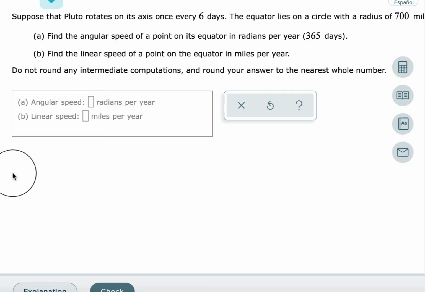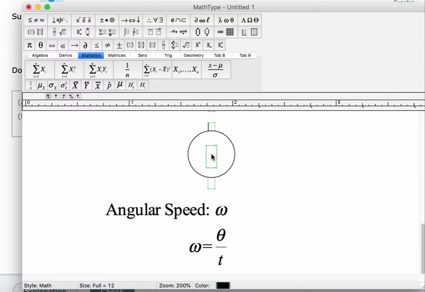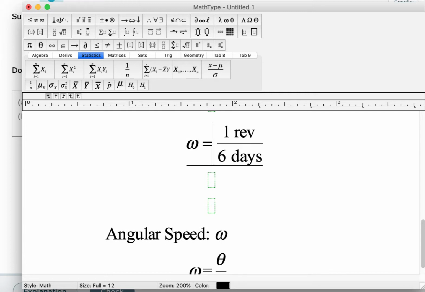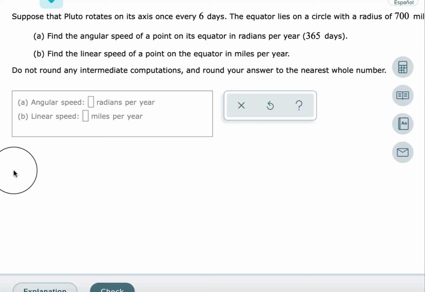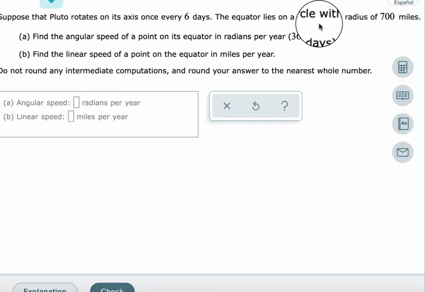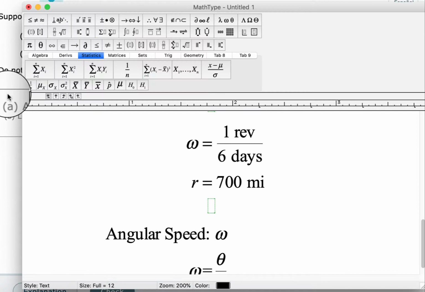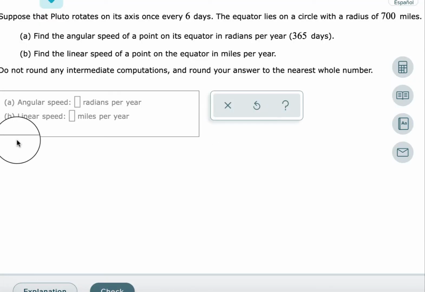So rotates one revolution or once every 6 days. So that's one revolution every 6 days. That's one piece of information that we're given in the problem. But we're also given that the equator lies on the circle with a radius of 700 miles. So the radius is 700 miles. And then the first thing that we're asked to find is the angular speed in radians per year. So we want to know the angular speed in radians per year.